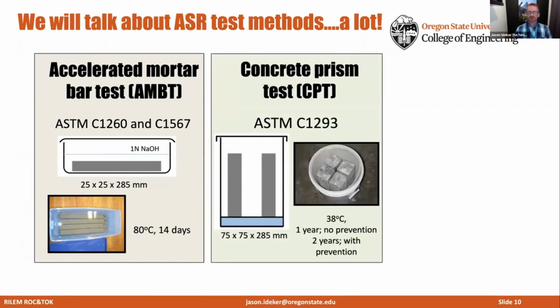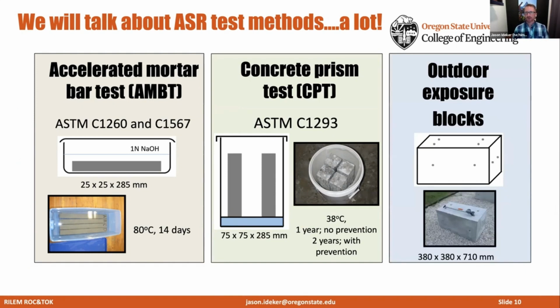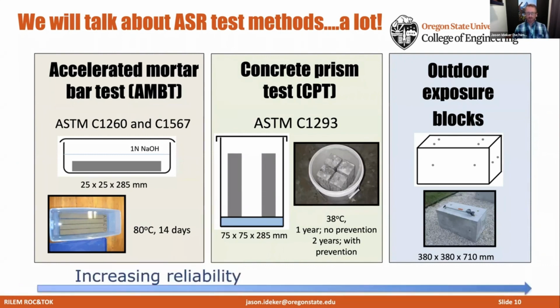In a concrete prism test, we go to a slightly larger cross section, so now 75 by 75 millimeters, but the same length. This is run at 38 degrees Celsius for a period of 1 year if we're just assessing aggregate reactivity, 2 years if we are assessing any prevention methods. And then we also use outdoor exposure blocks, mainly to benchmark against our accelerated laboratory test methods. So, of course, as we move from these smaller size prisms all the way to outdoor exposure blocks, and certainly even at looking at a field structure, you get increasing reliability, but you also get an increasing test duration.